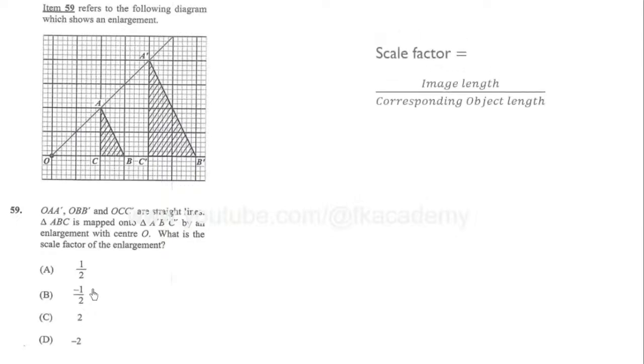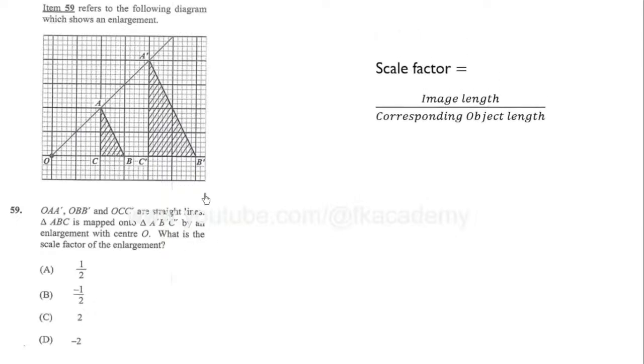So to find the scale factor, we find the image length over the corresponding object length. So we can use this one, that is this length, C prime A prime over CA. That will give you 4 units over 2. Or you can use this one, C prime B prime over CB, which is 2/1, and that will give you 2. So the scale factor is 2.